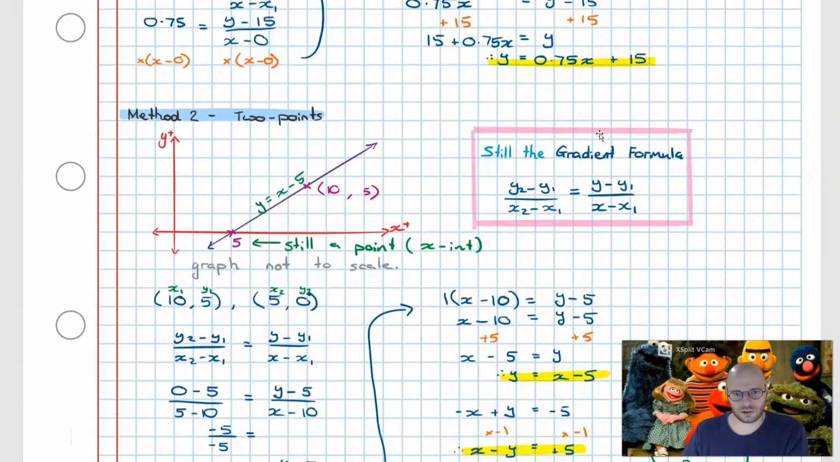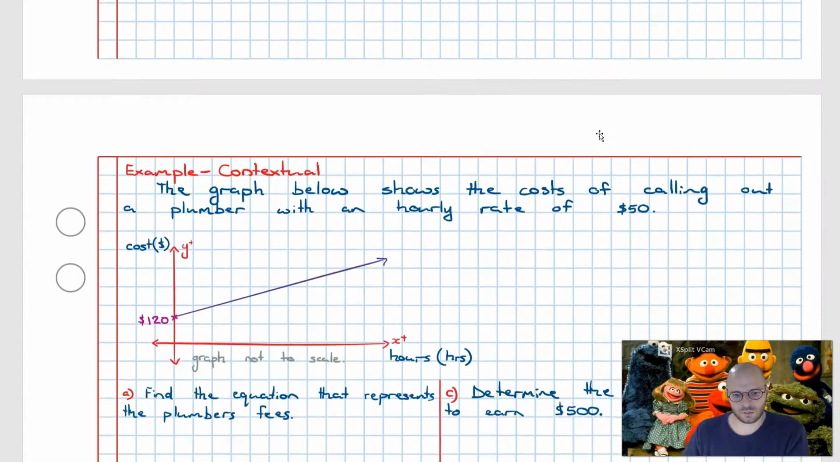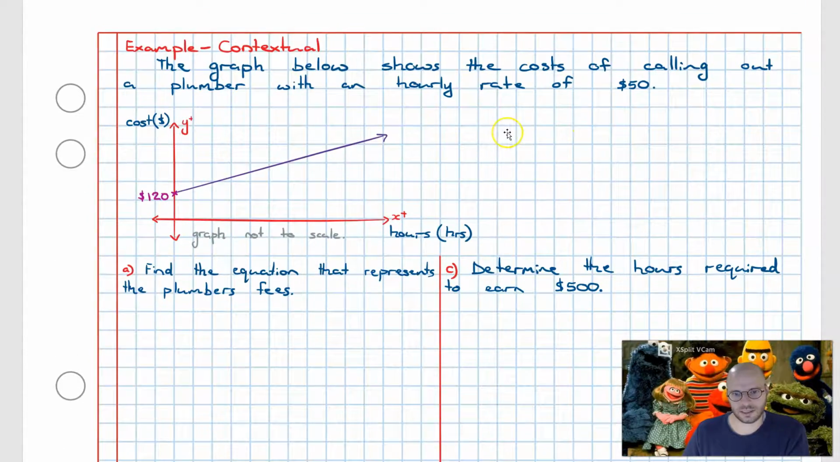Now that we've got these two out of the way, we can start looking at contextual problems. These are the sort of problems that you could be assessed on in Stage 1 General Mathematics. Example: the graph below shows the cost of calling out a plumber with an hourly rate of $50. Find the equation that represents the plumber's fees.